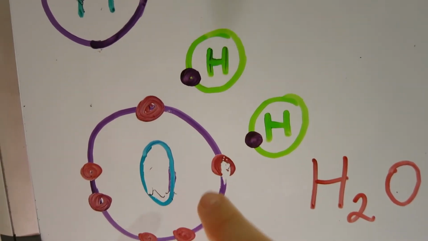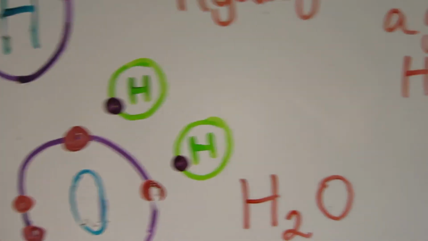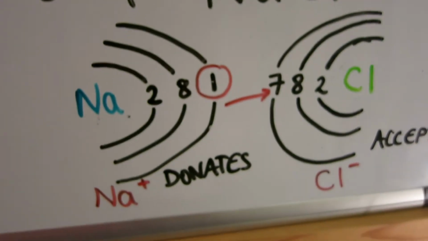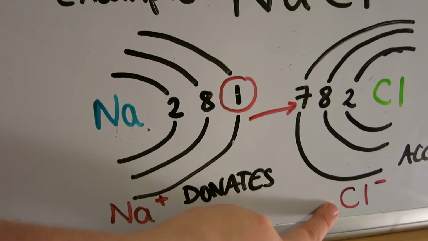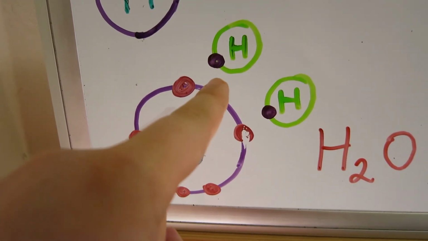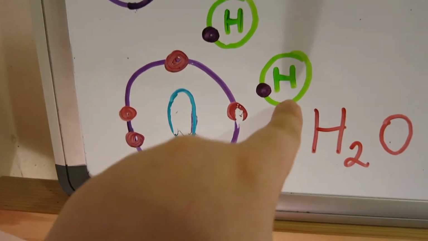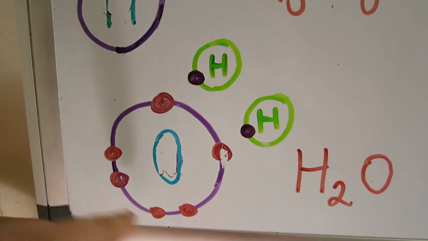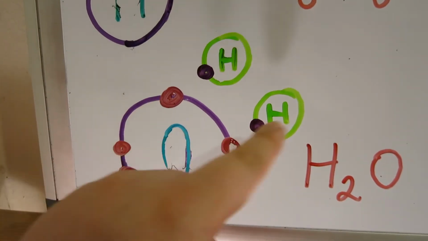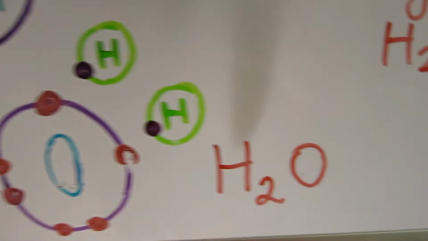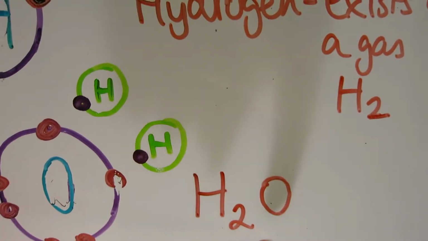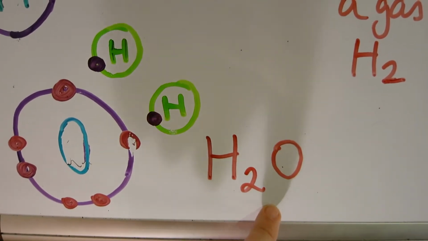So these actually end up sharing together. Instead of being a bit like this one with the sodium chloride, where one ends up being positive and one ends up being negative, this one we actually have some electron sharing. So these two actually share, and these two actually share. So the oxygen together has 8. This hydrogen has 2. This hydrogen has 2. So that's why we actually have H2O. So 2 lots of hydrogen, 1 lot of oxygen.